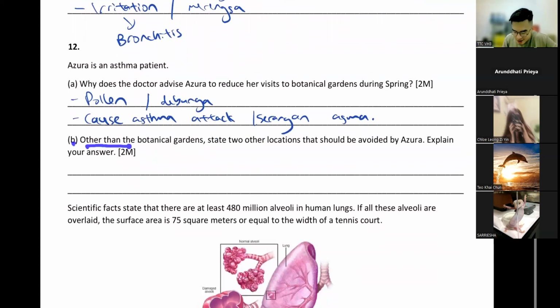Okay, B. Other than the botanical gardens, state 2 other locations that should be avoided. Explain your answer. So where should she not go? Outside. What the hell is outside? Jungle. Why cannot go jungle? Heavy duty factories, yes. Oh, very good answer. Factories. What else? Road. Next to the road, okay lah. Okay, next to the road. Oh, guys, construction site.